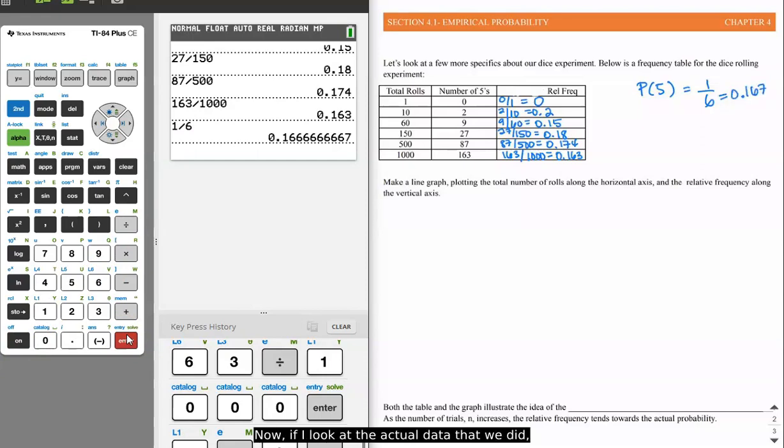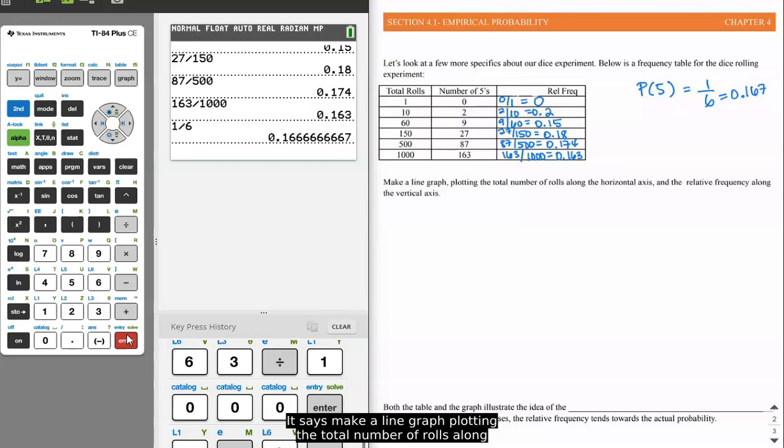Now, if I look at the actual data from my experiment in my table, you'll notice that the probability of 0.167 really is not very close until you reach 1,000. It's getting closer. At 1,000, it's 0.163. And so the idea is that the more and more times you roll a die, the closer it gets to this theoretical probability. We'll talk about that a little bit later, there's actually a theory for this. But let's take a look.